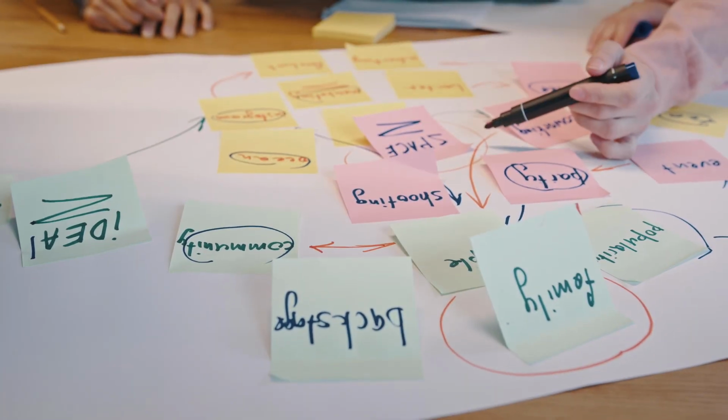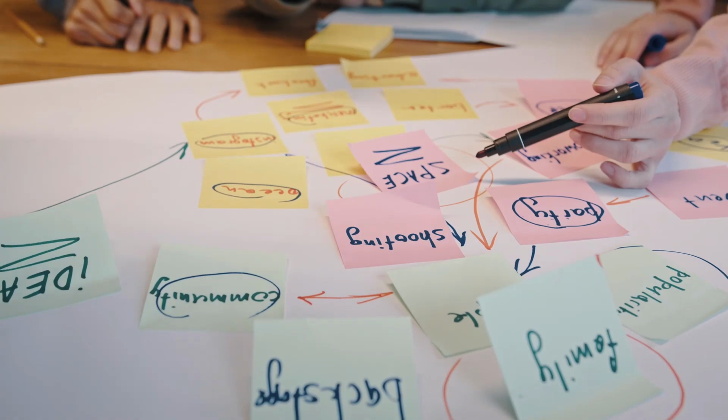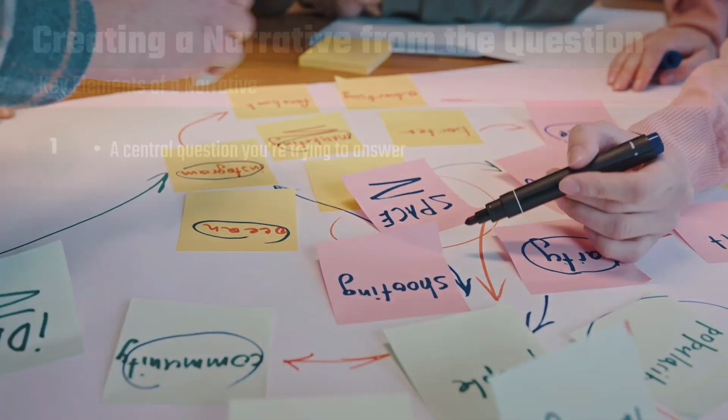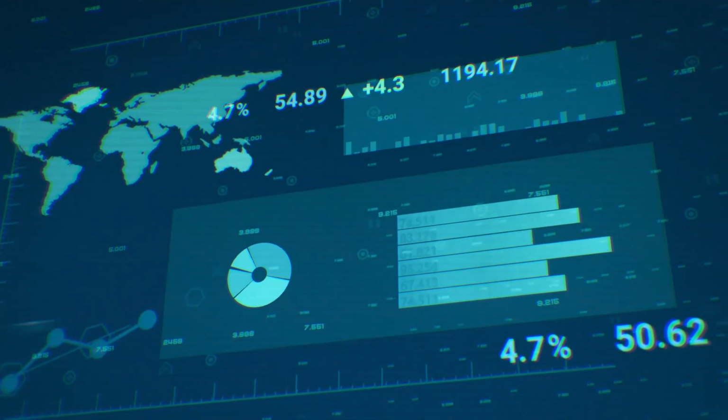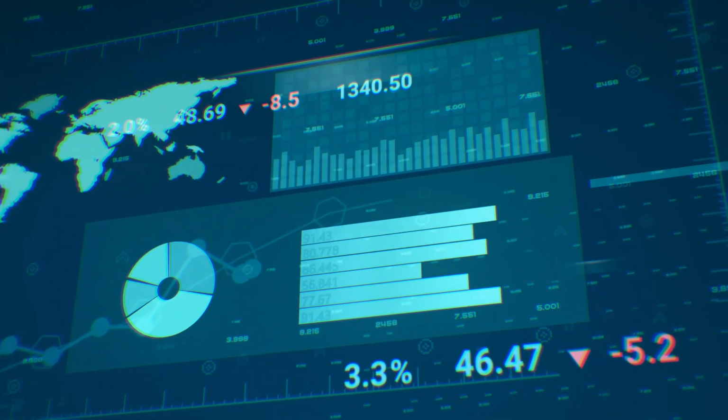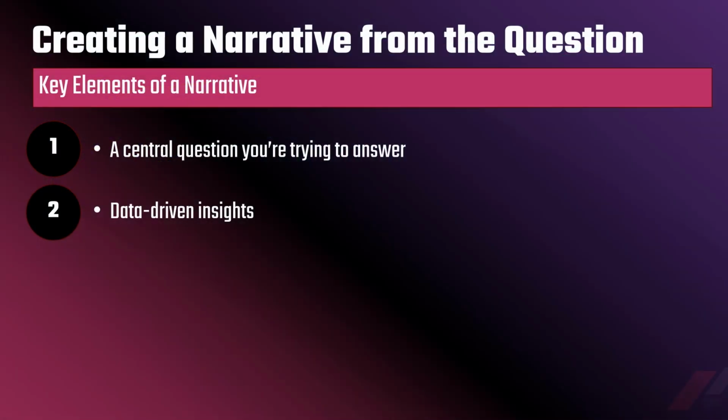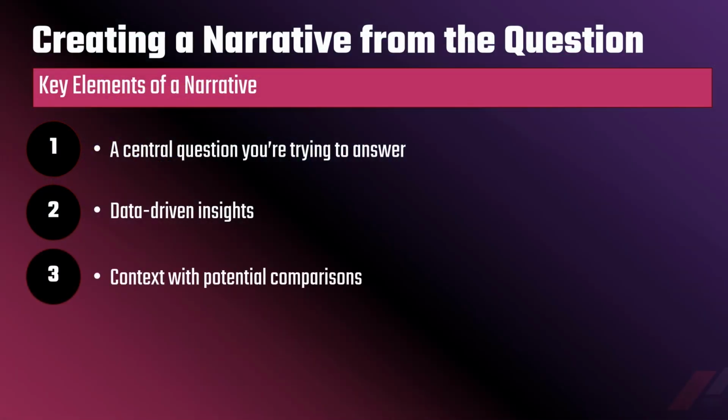First, there should be a central question that we're trying to answer. For example, when do NHL superstars peak? The question should guide the discovery of facts and development of insights. Second, we should have data-driven insights, such as player production measured through goals per game peaks between the ages 23 to 27. Third, a narrative requires context and potential comparisons.